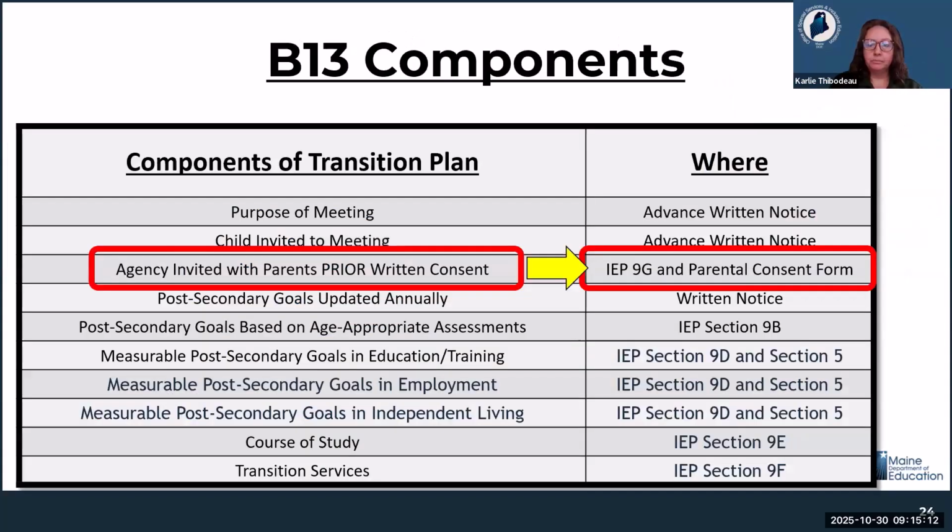All right, next we're talking about agency invited with parents' prior written consent.